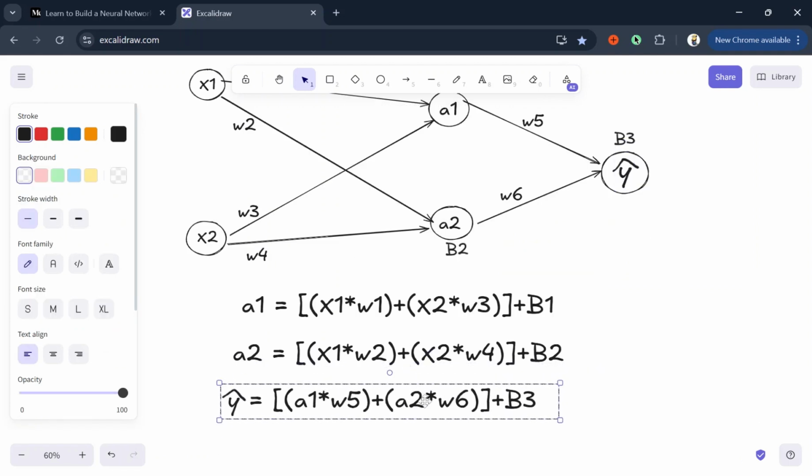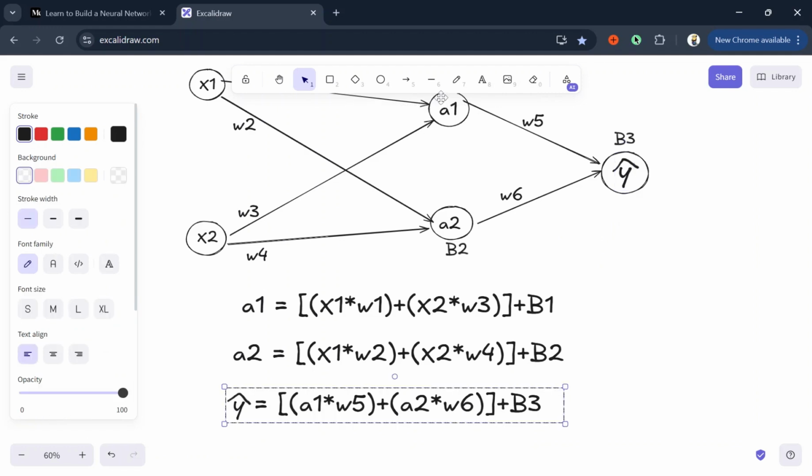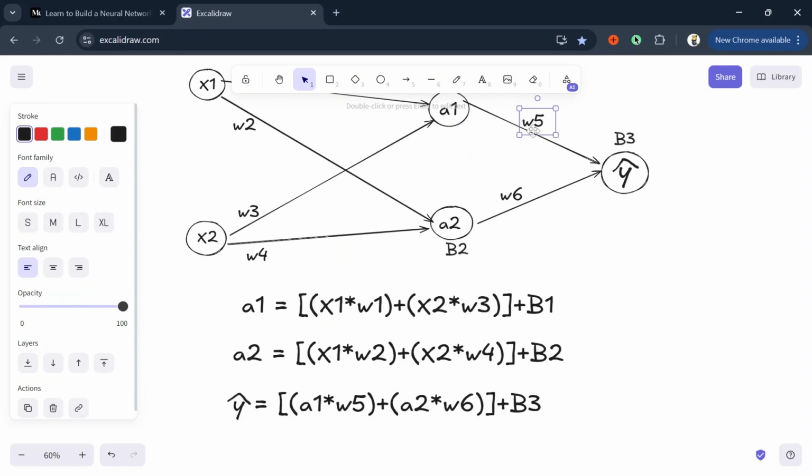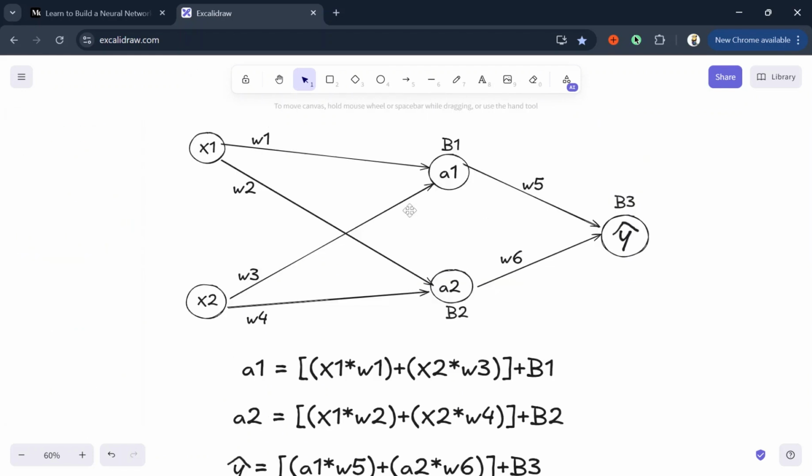And this looks like this. By the way, the prediction is called y hat. It's y with a hat. So we take A1 here, we multiply it with weight 5. We take A2, multiplied with weight 6 plus the bias, and this will be the model's prediction.